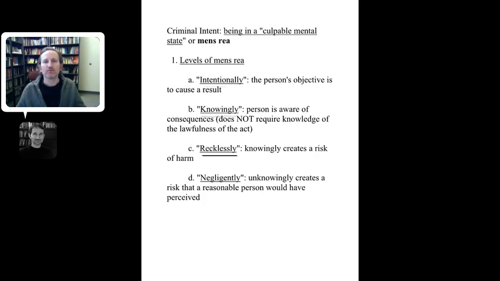The third lower level of mens rea is recklessly, doing something recklessly. In this instance, you're creating a risk of harm, and you know you're creating that. Let me walk through it. You would do something on purpose. In that instance, you knew you were going to be hurting that person. You didn't do it because you wanted to, but you knew or were practically certain you would hurt them.